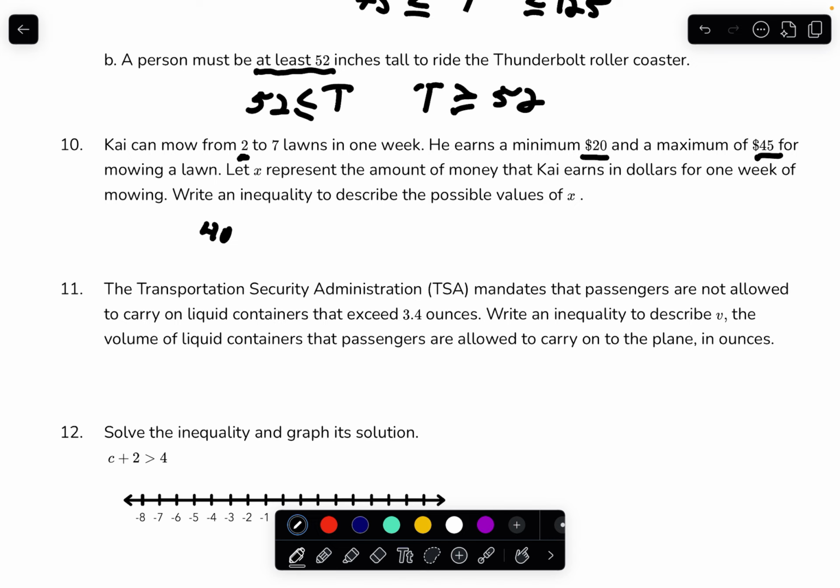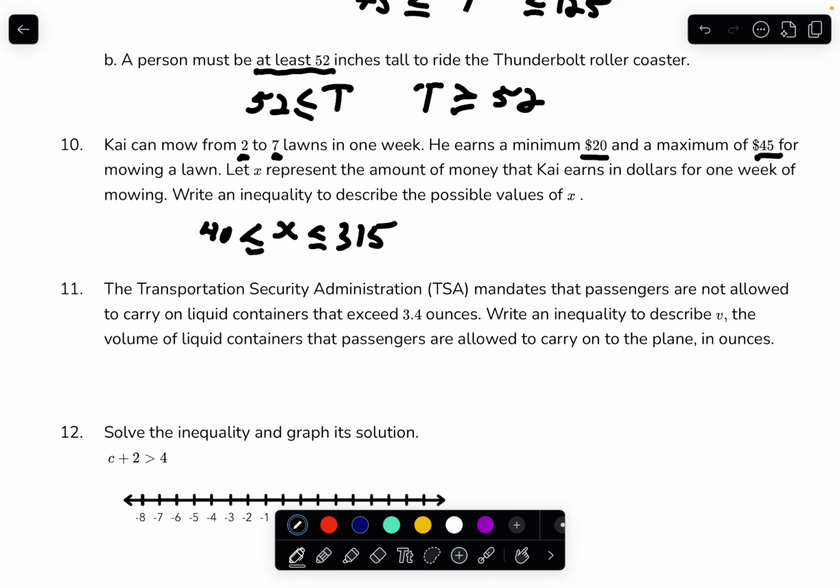And a maximum of $45. Well, the maximum is the most he could possibly earn. So we'll take the most number of lawns that he could do. So it'll be 7 times 45, and that's 315. So it could be this.